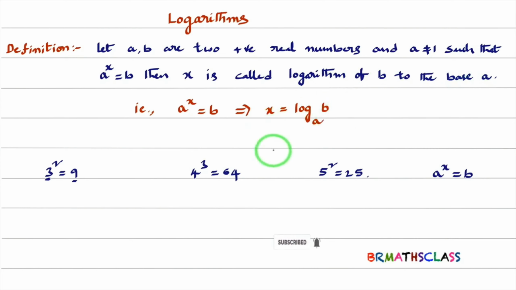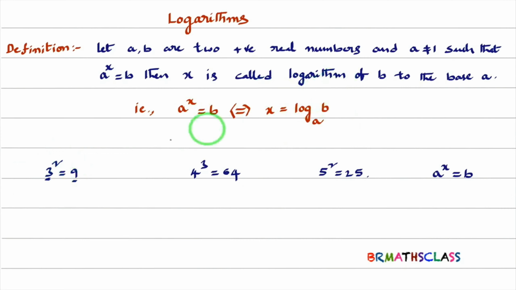And here a very important point is, it is an if and only if condition. Whenever you see a power x equal to b, then you can write x equal to log b base a. At the same time, whenever you see x equal to log b base a, it can be written as a power x equal to b. Try to understand, this is an if and only if condition.